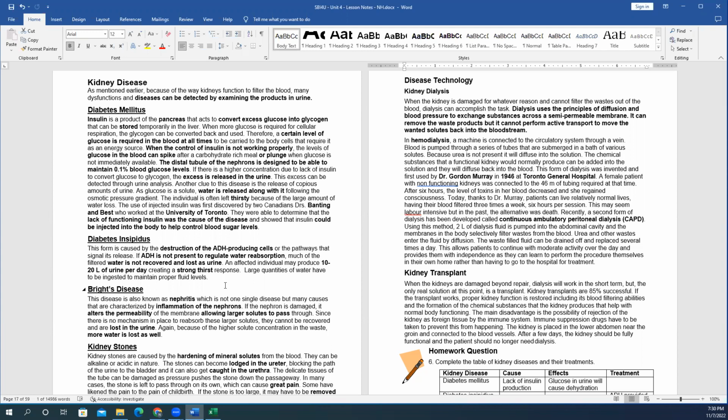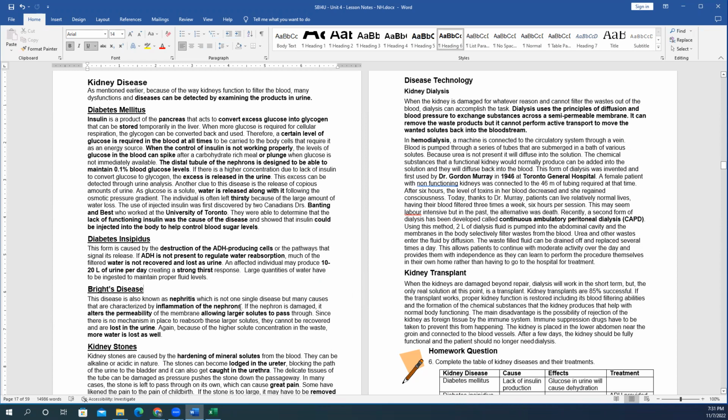The other type of kidney disease is called Bright's disease. The other name for Bright's disease is nephritis, which is actually not one single disease, but many causes that are characterized by the inflammation of the nephrons. And that's what nephritis means. Remember, anytime you have a word that ends in itis, the itis part means inflammation. So nephritis means inflammation of the nephrons.